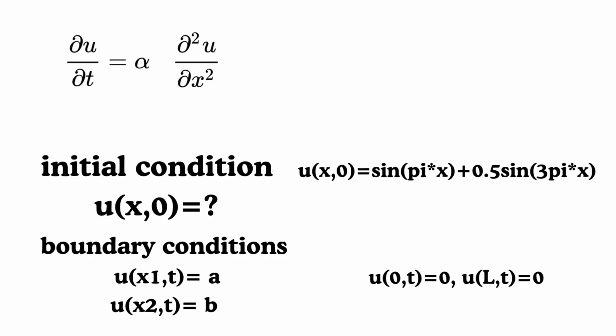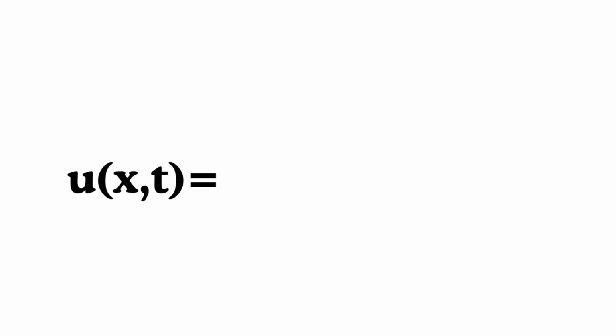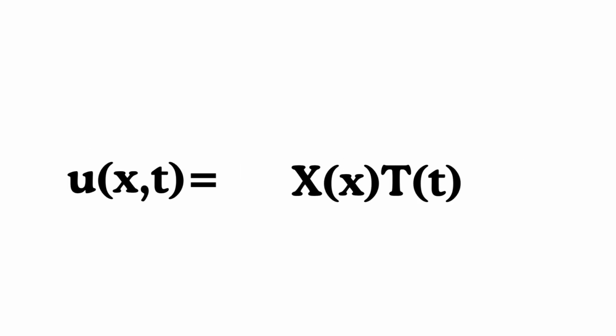So how do we solve this problem so we can obtain a clean solution that describes the temperature over time and space? One elegant approach is called the separation of variables. In this method, we assume that the solution can be written as a product of two functions. One depends only on space and the other only on time. I'm not going to go through the algebra in this video. Instead, let's jump to the result.